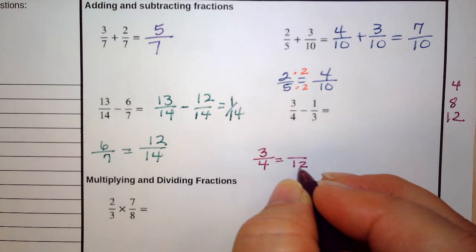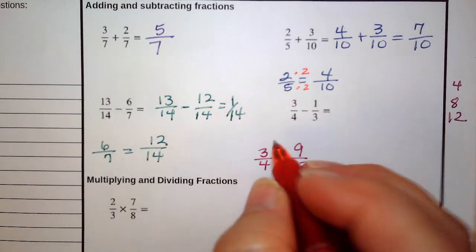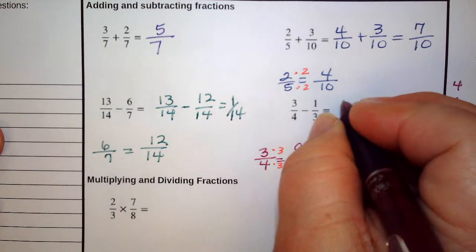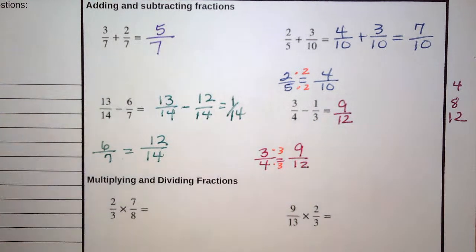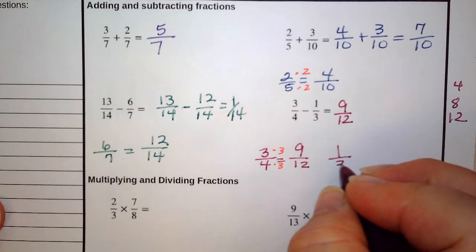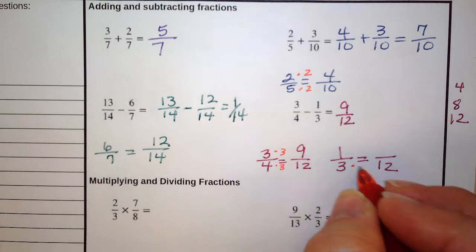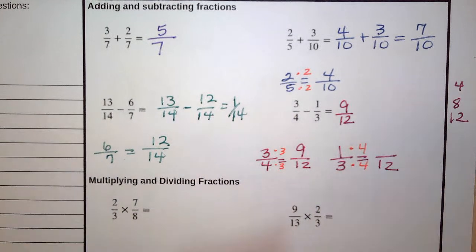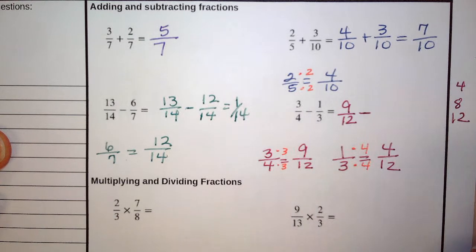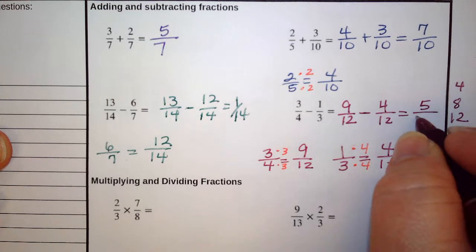So 3 over 4 equals what over 12? 4 times 3 gives me 12. 3 times 3 gives me 9. So the first one is 9 over 12. I'm looking at 1 over 3. It's what over 12? This time, I multiply by 4. So it's 9 over 12 minus 4 over 12 equals 5 over 12.